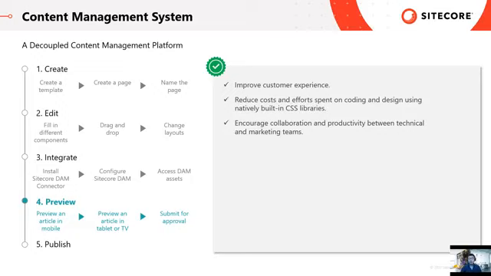Using natively built-in CSS libraries, Sitecore empowers organizations to reduce costs spent on design and coding while improving customer experience. Sitecore is the only CMS platform that encourages collaboration and productivity between marketing and tech teams by utilizing a natively integrated marketing stack.